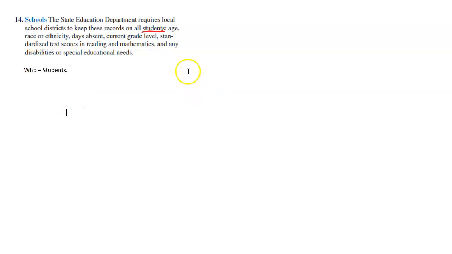So next we're going to look at what, and what is a big question. What are they studying? A lot of things. They're studying age, race or ethnicity, the days absent, current grade level, because the what are all the variables that they're studying on the person. Standardized test scores in reading and math, and disabilities or special needs. So the what is going to be a lot. So let me go ahead and put that in.